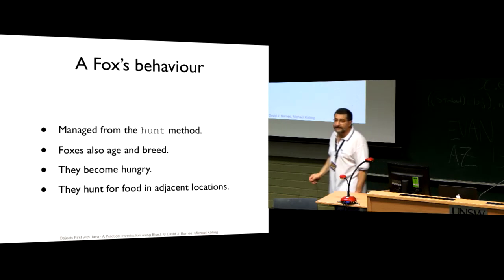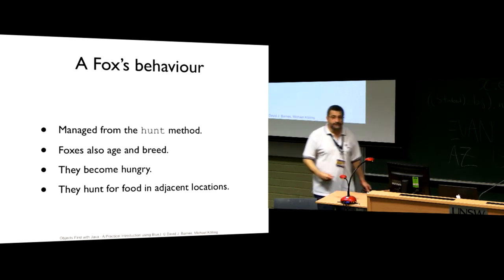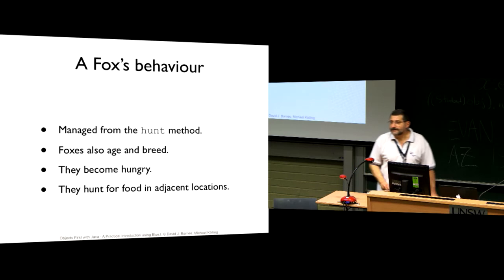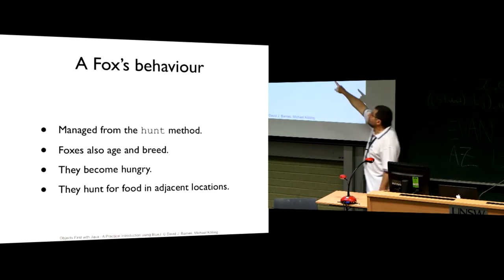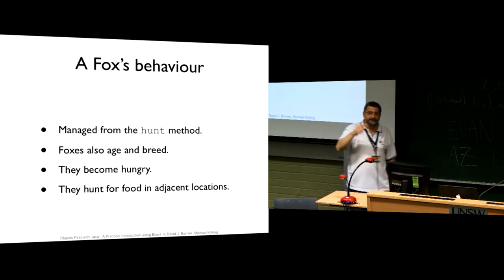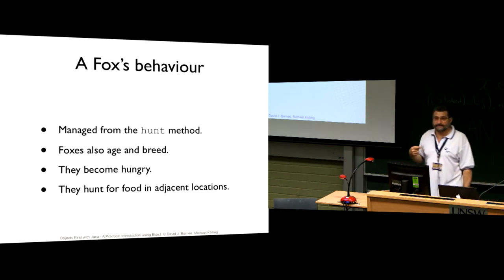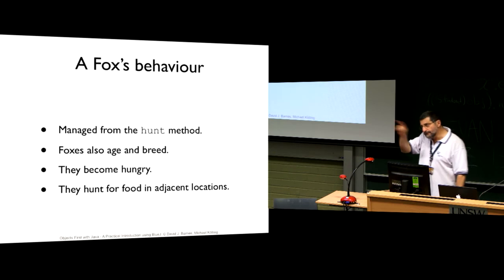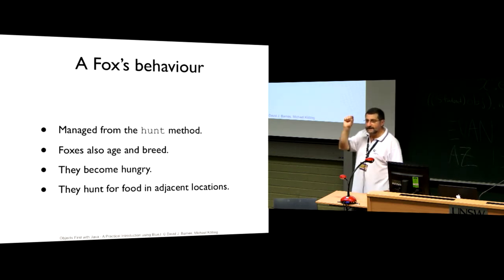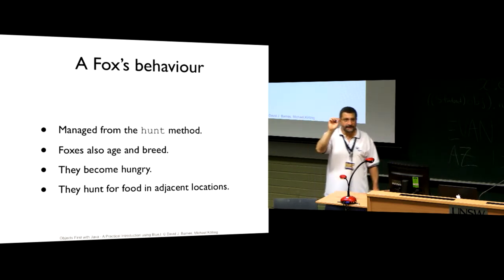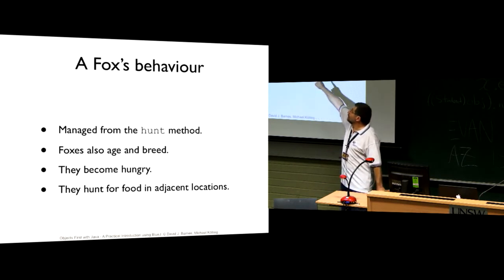So whereas the rabbit is always on the run, a fox is always on the hunt. So the hunt method is the thing that the simulator is going to call every time through its main loop. Right? So when it goes through the field and it finds a cell occupied by a fox, it's going to call the hunt method.